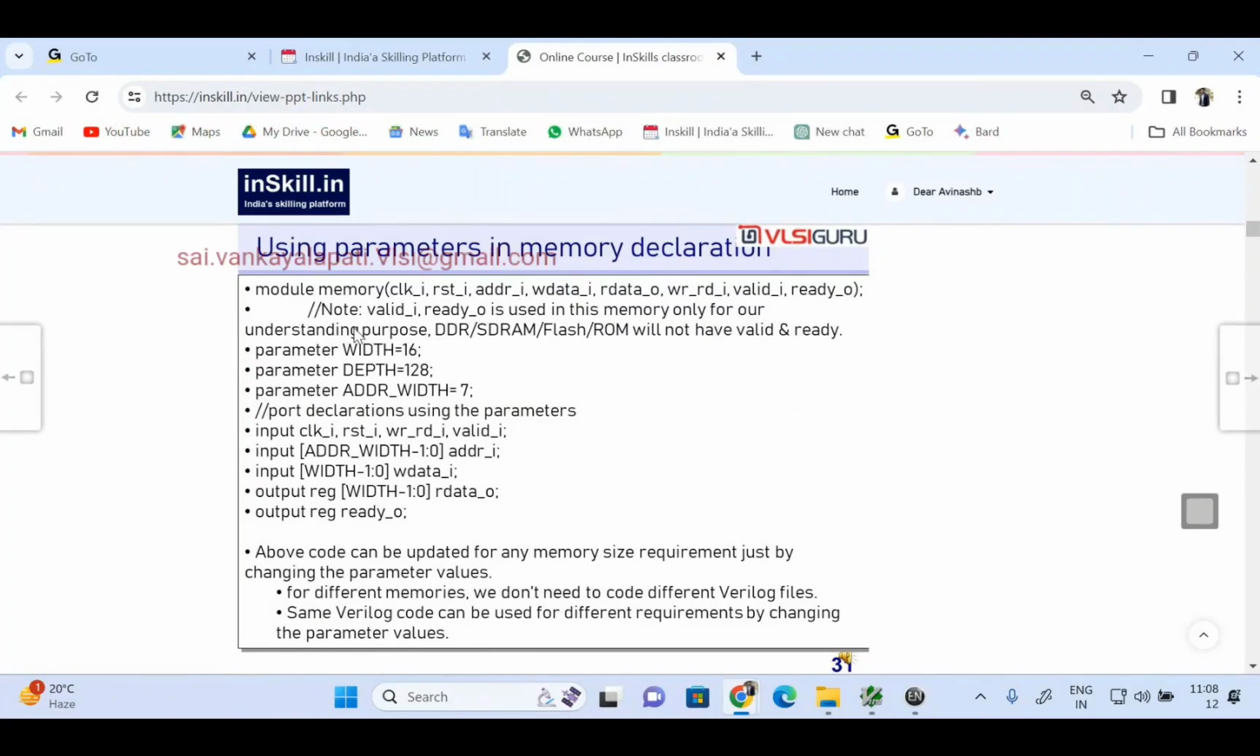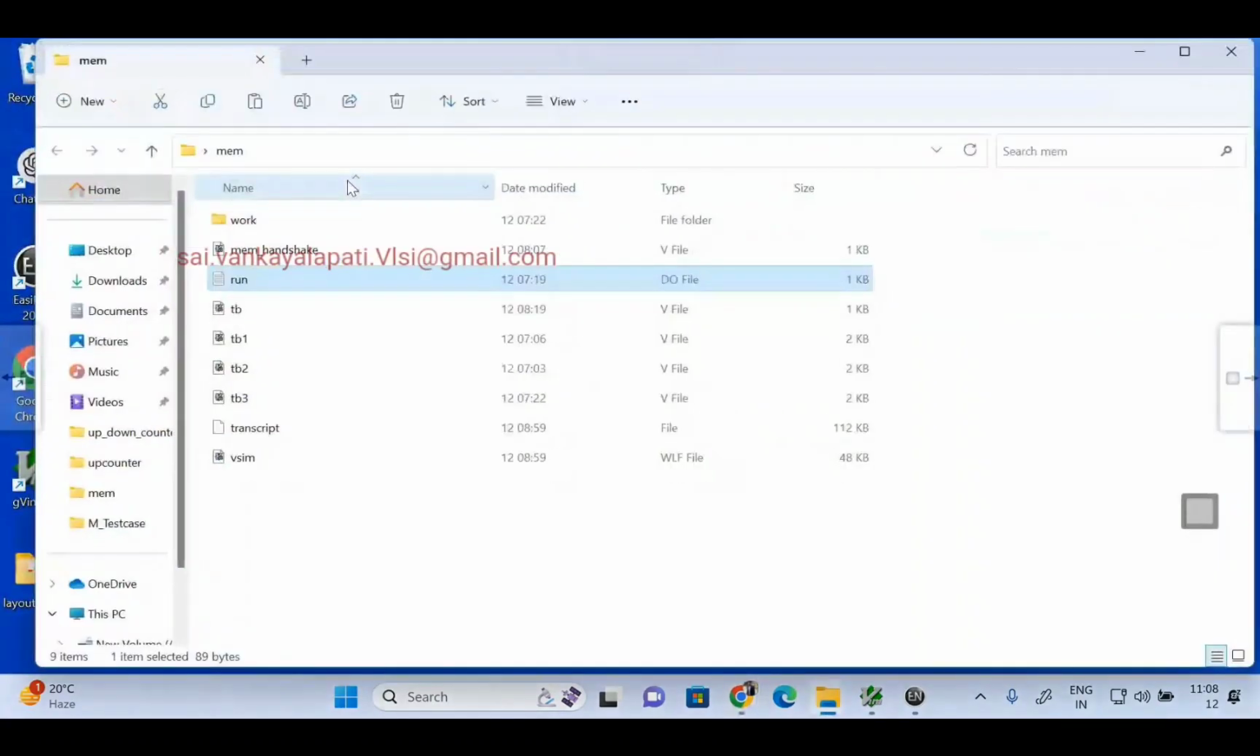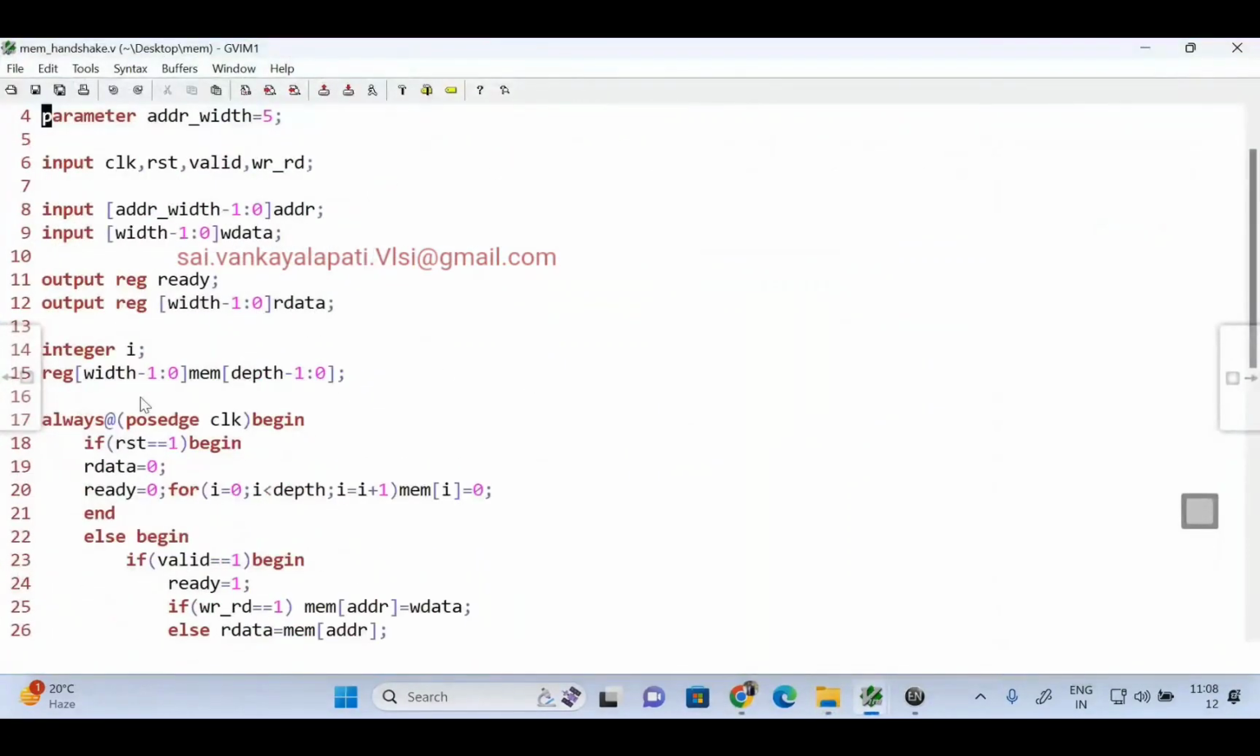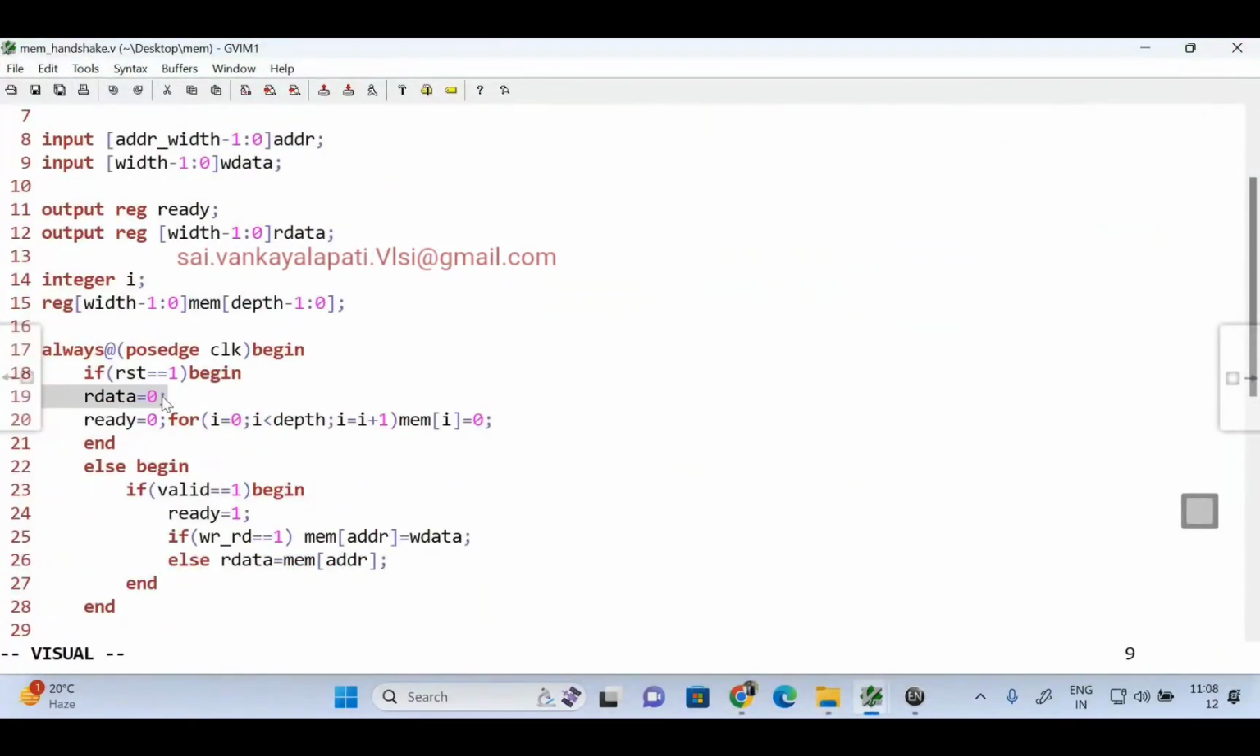Are you clear? So what I want to do in this case is, if my reset is equal to 1, this is the one I'm talking about. If reset is equal to 1, what am I doing? Read data is equal to 0, ready is equal to 0. Then for all the memory addresses of I, we are assigning 0. So this we are doing when reset is equal to 1. In the else part, if valid is equal to 1, ready is equal to 1.